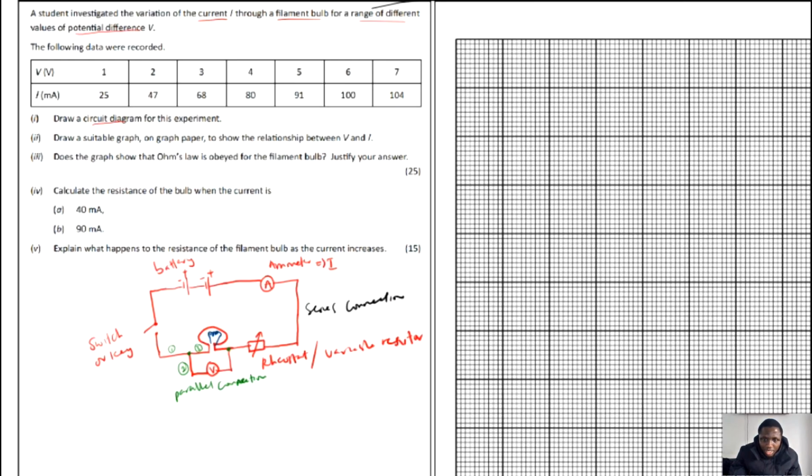The ammeter and this resistor or variable resistor are in series connection. Even with this, one, two, and then three, they are also in series connection. So these are series connections.